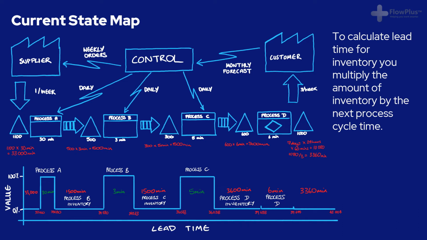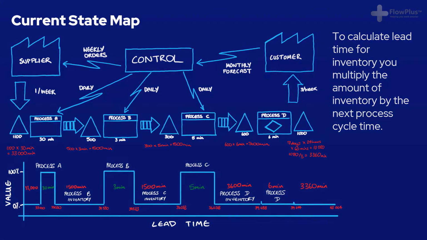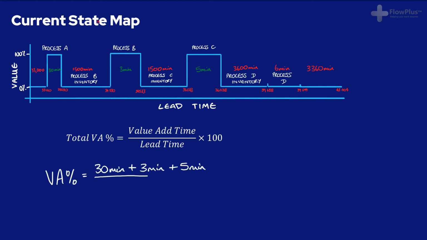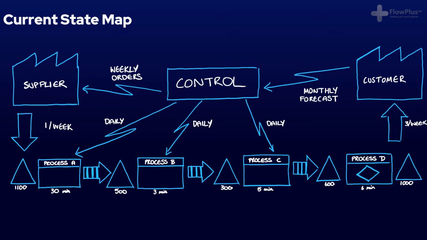Once this has been completed, the total value add percentage of your system can then be calculated by adding all the process times together and dividing it by the total lead time. Remember, the total lead time is the inventory times plus the processing times combined. In this case, there is about 38 minutes of value add and a lead time of 43,000 minutes, creating a value add percentage of 0.09%, meaning if you put a camera on the product, it would only be worked on for roughly 1 in every 1,000 minutes, or roughly 1 minute per day on average. These numbers may shock some of you, but many companies I've worked with have a value well under 1%.